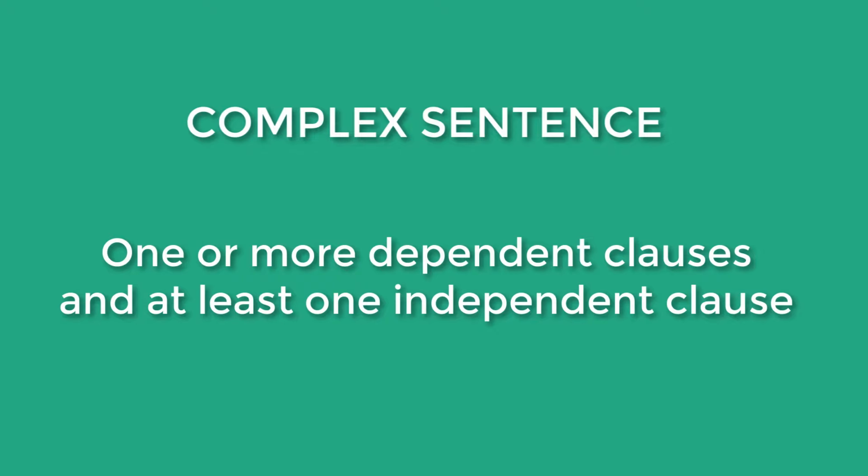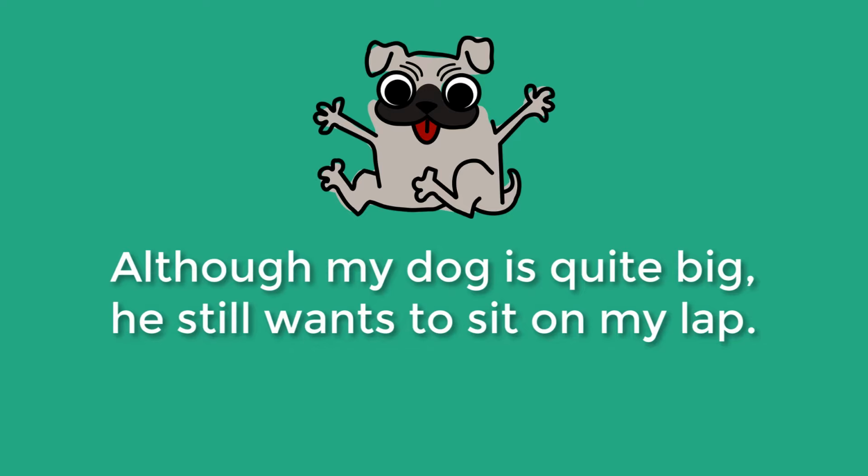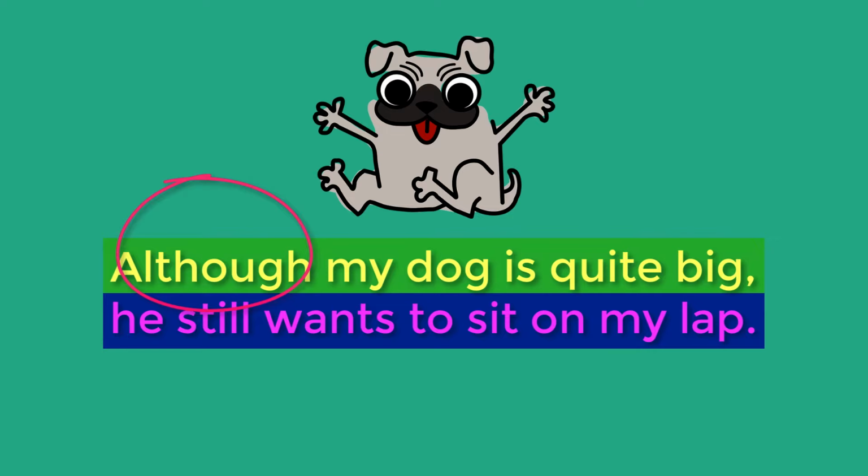A sentence with one or more dependent clauses and at least one independent clause is a complex sentence. Let's look at some examples. Although my dog is quite big, he still wants to sit on my lap. We can see that the first clause, although my dog is quite big, is a dependent clause because it cannot stand alone as a sentence. It begins with the subordinate conjunction although. He still wants to sit on my lap. That is the independent clause. So although my dog is quite big is the dependent clause. We have one independent clause. He still wants to sit on my lap.